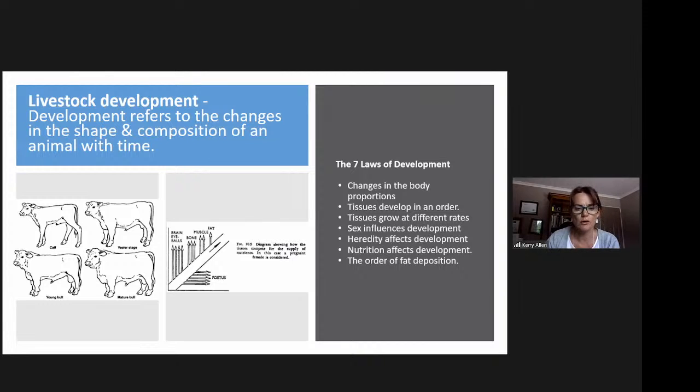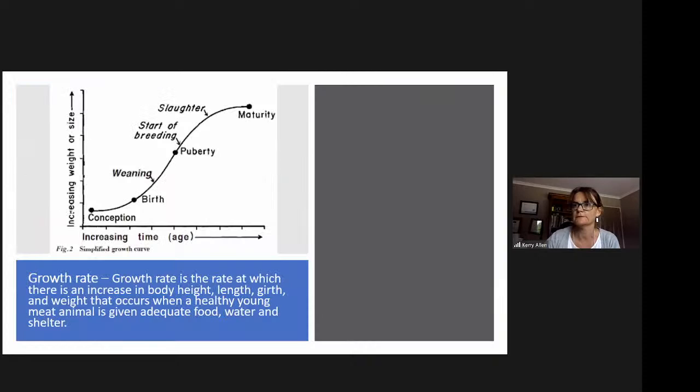Then look, the tissues are growing at different rates. So some grow fast and some don't grow very fast, so that can affect that development. Males tend to have faster development than females, and heredity and nutrition do as well. Now, lastly is the fat deposition. So that goes down last. So your animals, if you're doing beef, for example, for the processing market, you need to have some fat on them. That is put down last, after all the other development has occurred. So you need to be mindful of that.